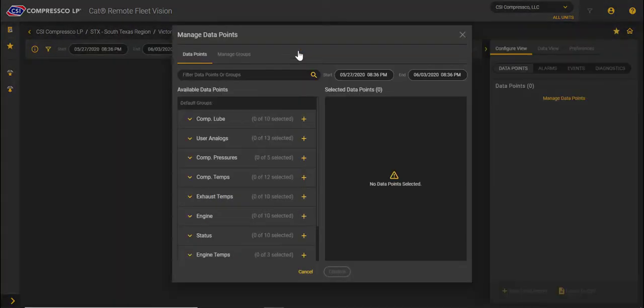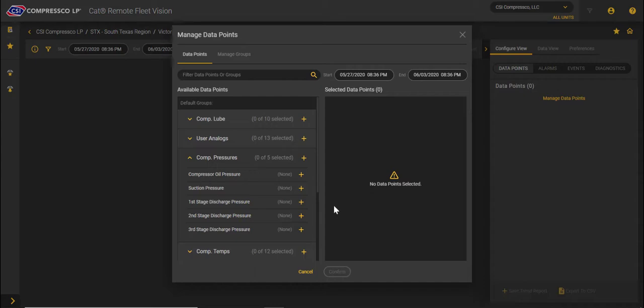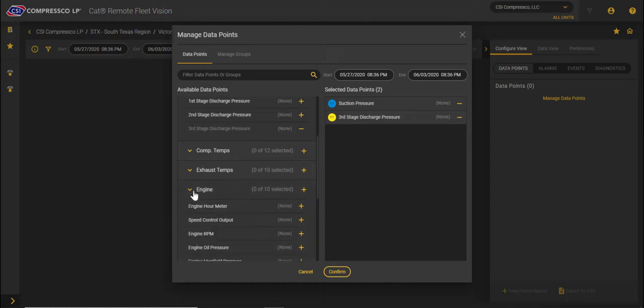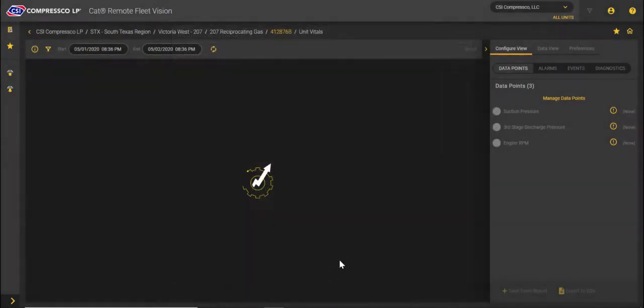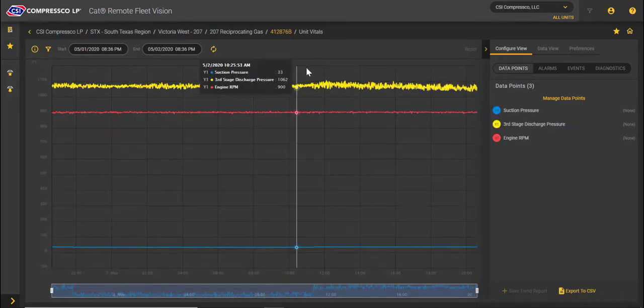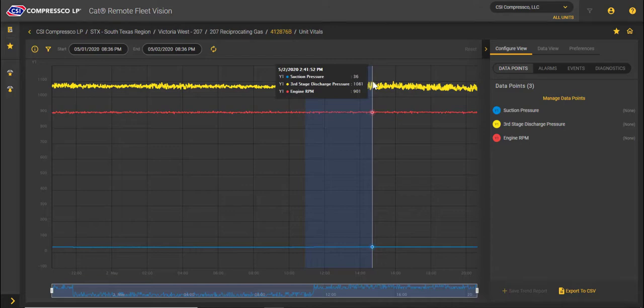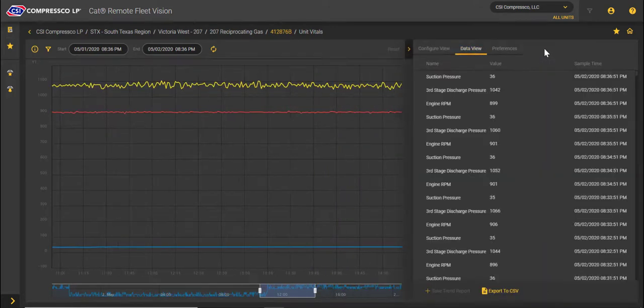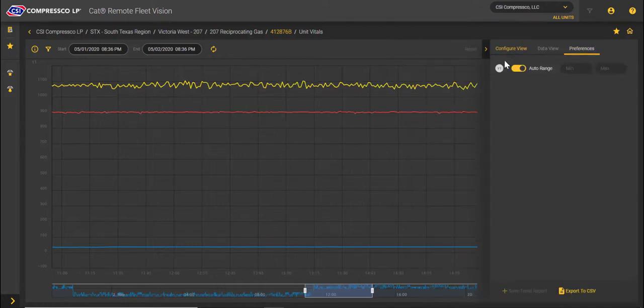Drill into unit performance by trending data points such as suction and discharge pressures or engine RPM. Zoom into specific time frames to review trend abnormalities, review specific data points, or change graph ranges for a better analysis of your data.